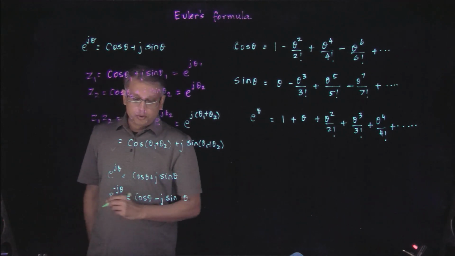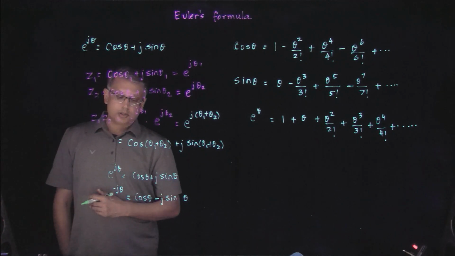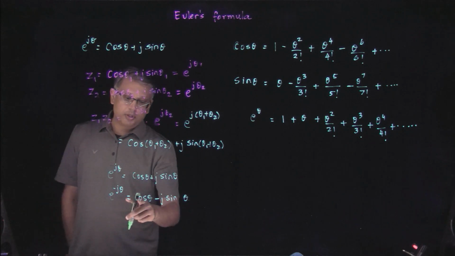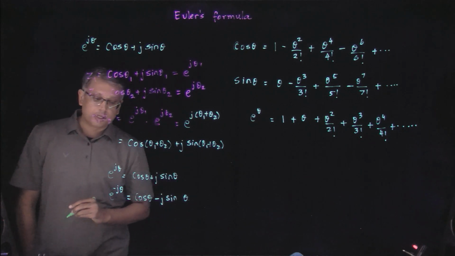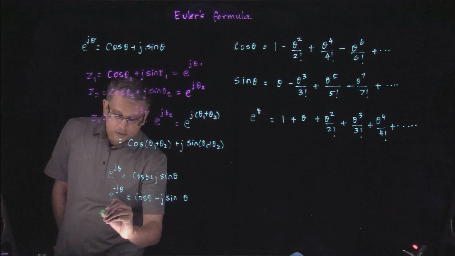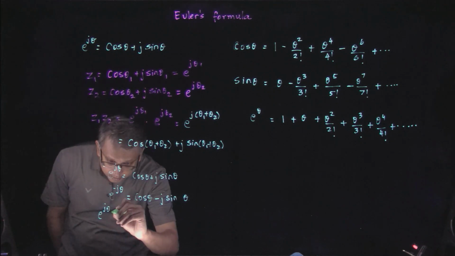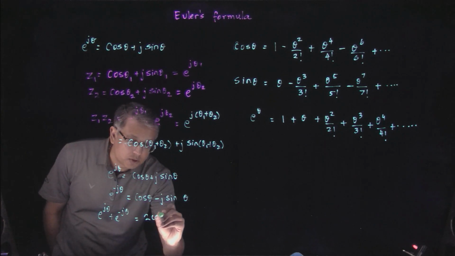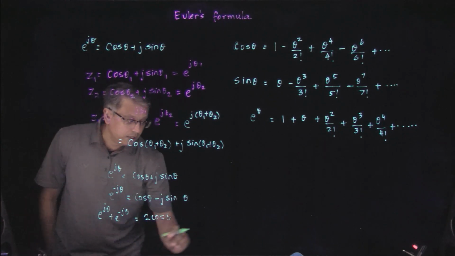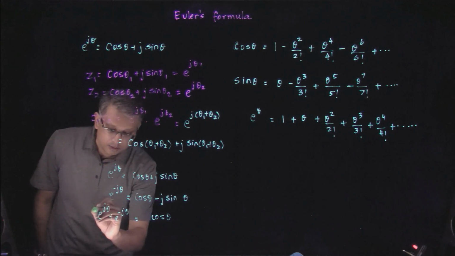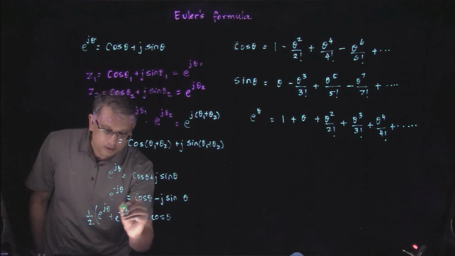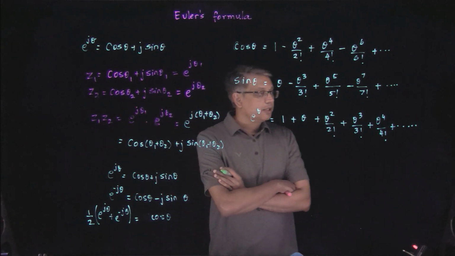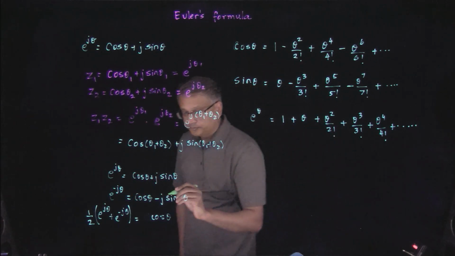So now from these two, you can see that if I add these two equations together, the sine theta terms are going to cancel out, and we are going to get 2 times cosine theta on the right hand side. So e to the j theta plus e to the negative j theta is 2 times cosine theta, or equivalently 1/2 of e to the j theta plus e to the negative j theta is cosine theta.